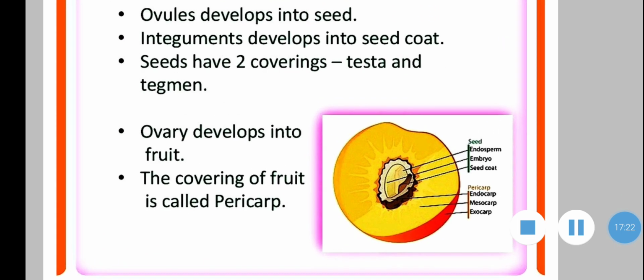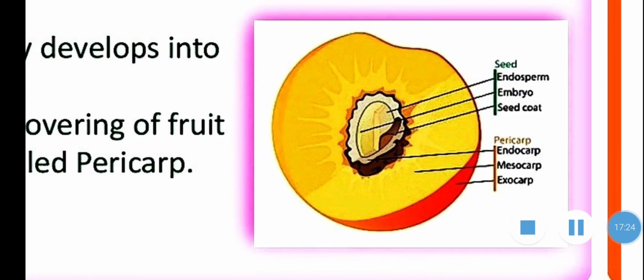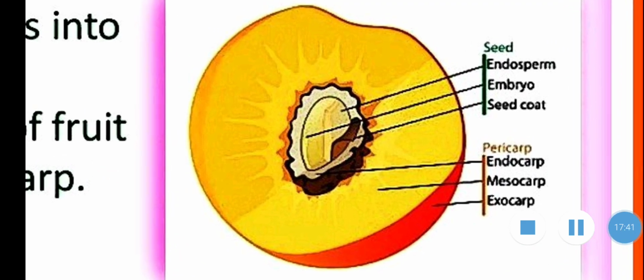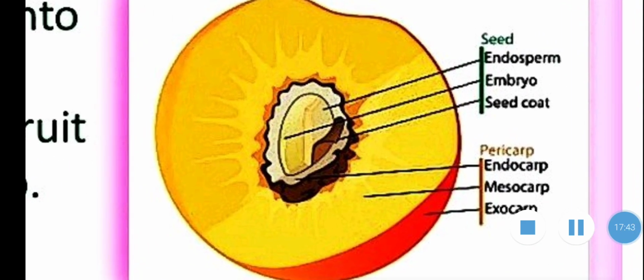You can see here the picture of the vertical section of a fruit. The pericarp has 3 layers. Innermost is endocarp, middle is mesocarp and outermost is exocarp. A seed also has 3 parts: endosperm, embryo and seed coat.